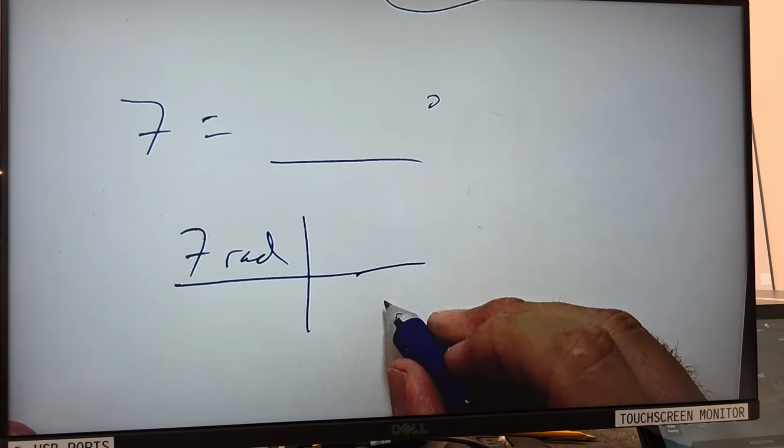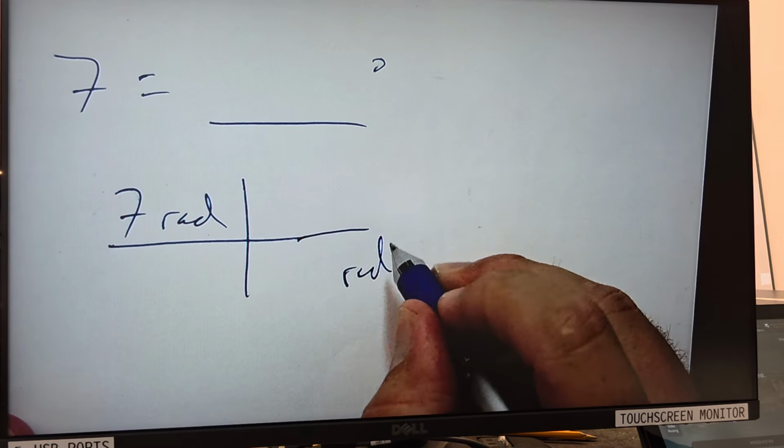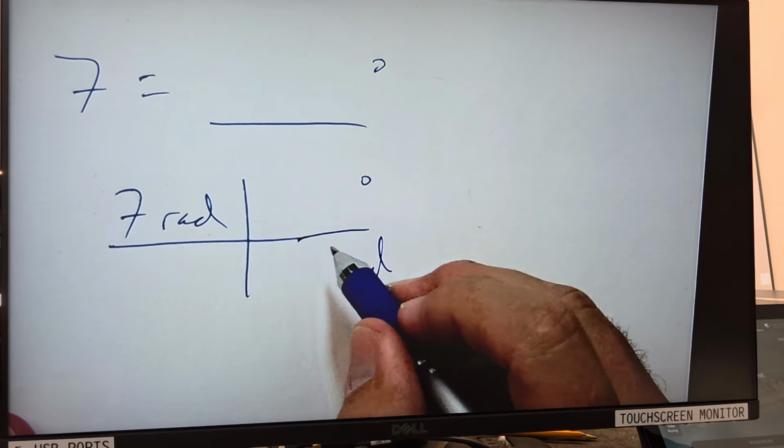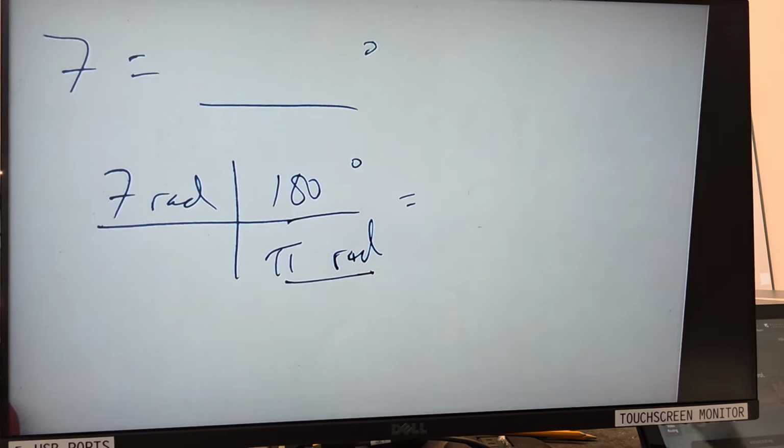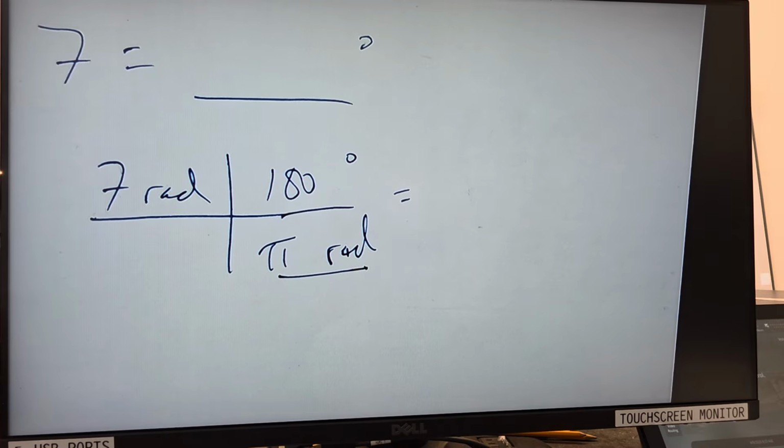What's got to go on the bottom? Radians. What goes on the top? Degrees. Pi radians is 180 degrees. And now you just throw it in the calculator, because pi is gross in the first place. We don't want to divide by it.